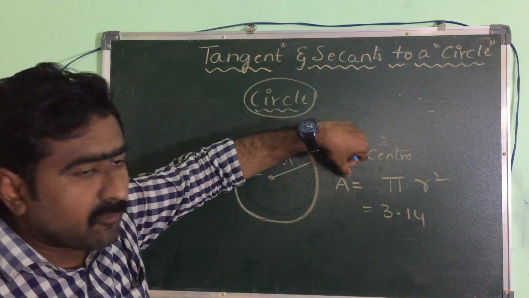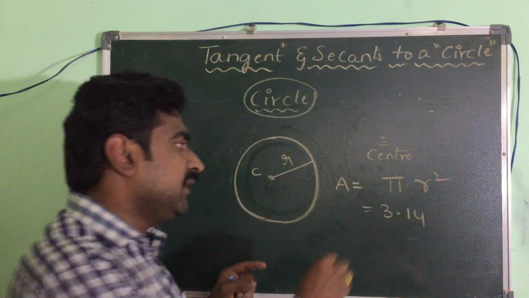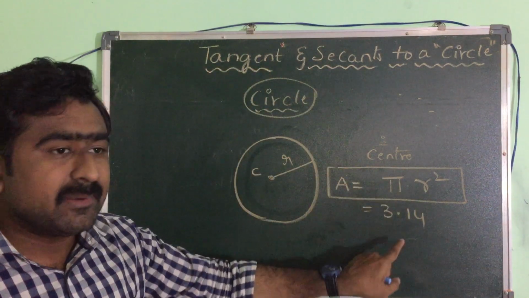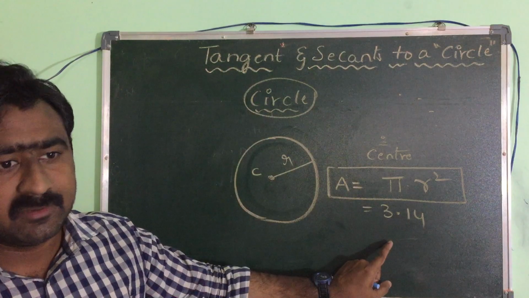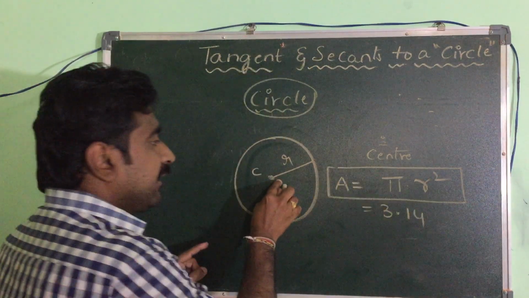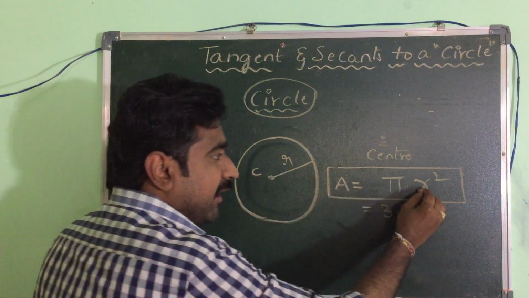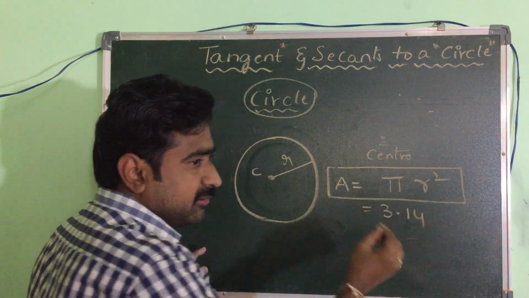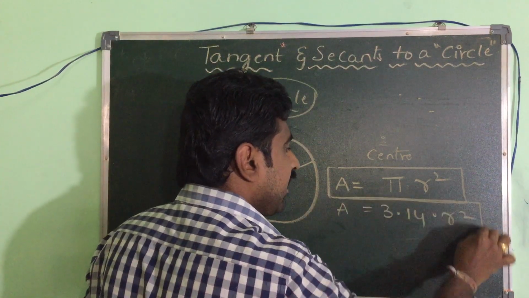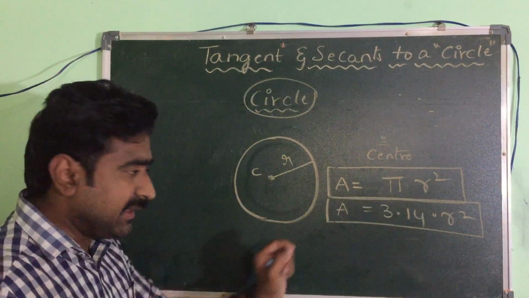What is the formula to calculate the circle's area? The area of a circle is given by pi r square. Pi is a constant value, 3.14, and there is no change in the value of pi. Next, r square is the square of the radius, so r into r. This is the formula to calculate the area of a circle: pi r square.